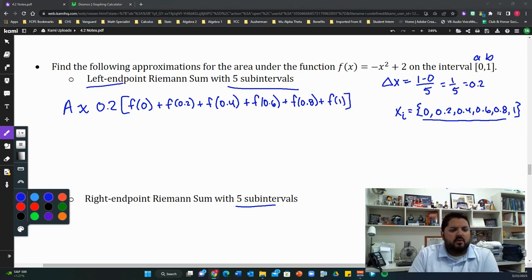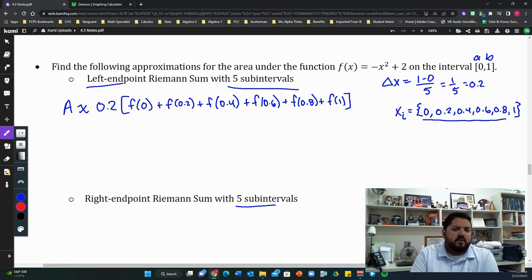So now we just have to go through and evaluate all of these. Again, it's not that this is super difficult, just more time consuming. That's really the only big drawback to working with the actual equation. But not all of them are going to be crazy difficult. So f of 0, 0 squared is 0 plus 2, so that would be 2.